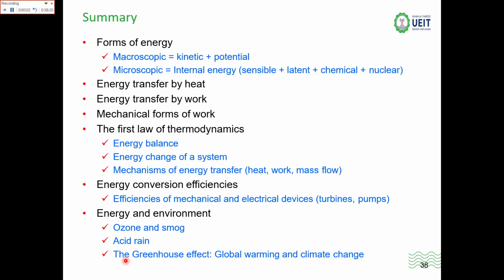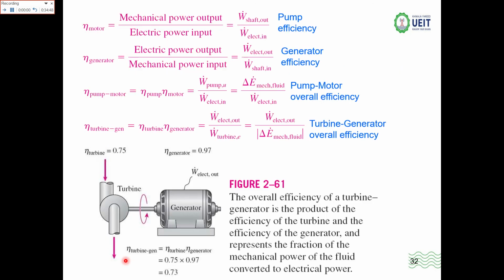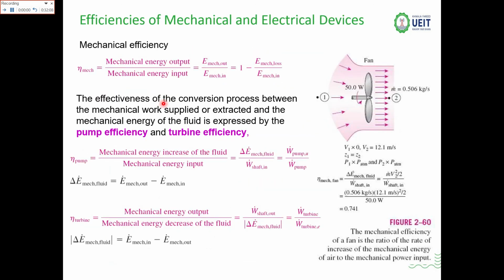So the summary: in today's lecture we have seen the forms of energy: macroscopic forms of energy, and microscopic forms of energy like sensible, latent, chemical, nuclear. Then we have seen the modes of transfer of heat and transfer of work. Then we have seen the energy balance. Then the mechanisms of energy transfer through work, through heat and through mass flow. Then the energy conversion efficiencies. These are important, as we have seen in these two slides how you can calculate the efficiency for a system.